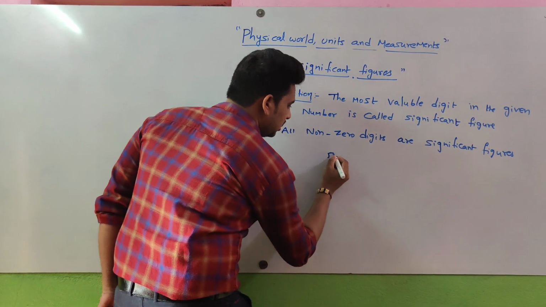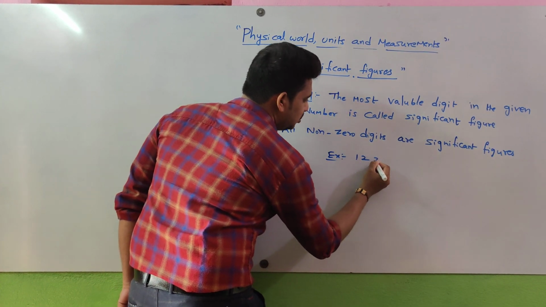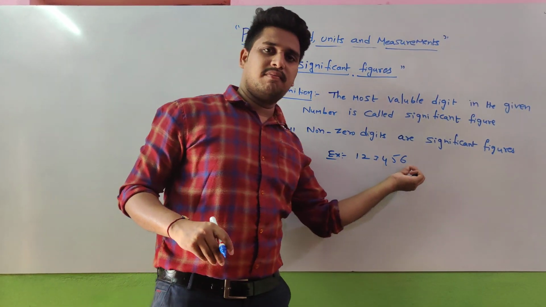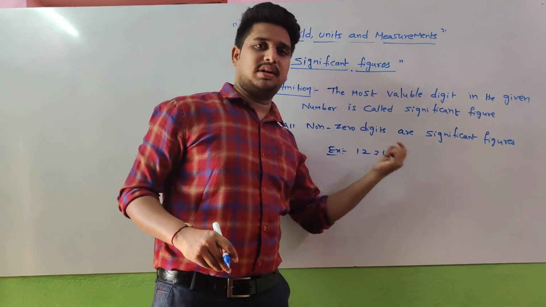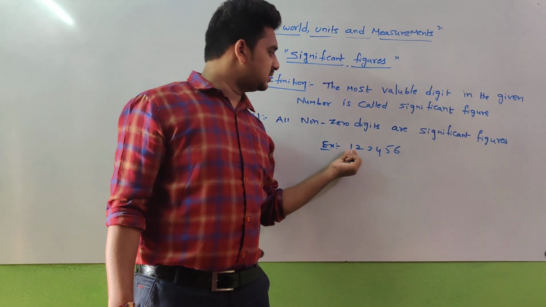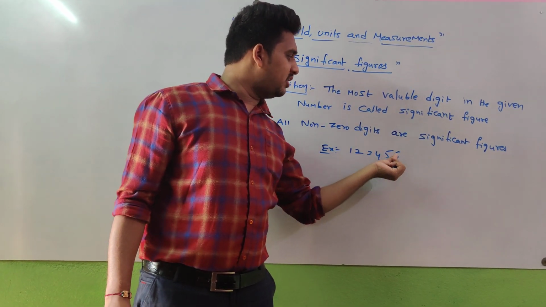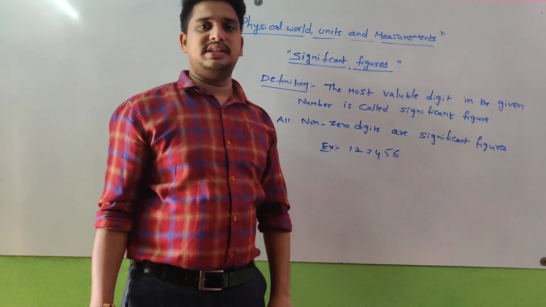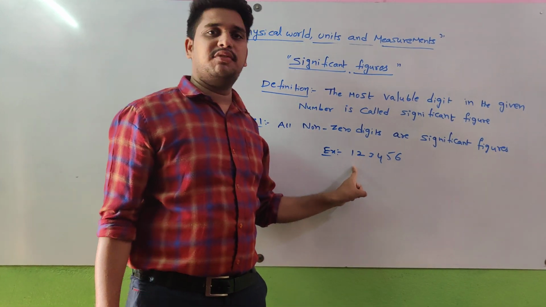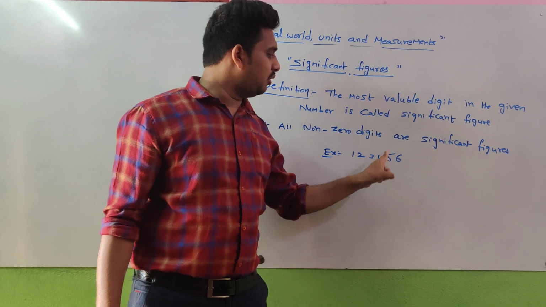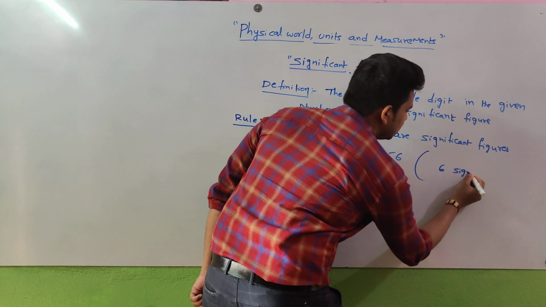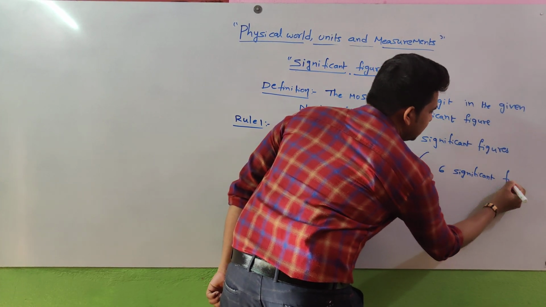Example: 1, 2, 3, 4, 5, 6. Observe, is there any zero here? There is no zero in this number. That means all these are non-zero digits, 1, 2, 3, 4, 5, 6. That's why these are all significant figures. So what is the count of significant figures here? 1, 2, 3, 4, 5, 6. That means there are 6 significant figures here.